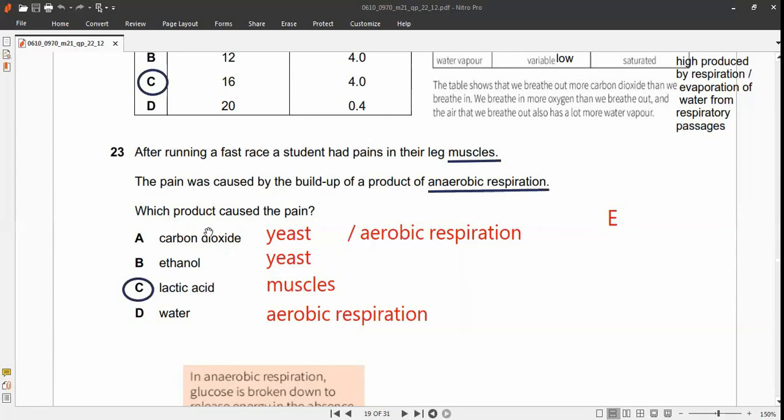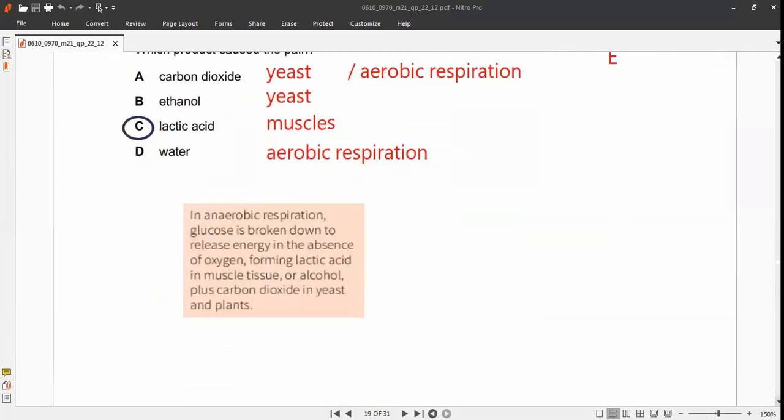Okay, again, carbon dioxide from yeast and aerobic respiration. Ethanol from yeast during anaerobic respiration. Lactic acid from muscles during anaerobic respiration that causes pain, and water from aerobic respiration. Anaerobic respiration: glucose is broken down to release energy in the absence of oxygen, forming lactic acid in muscle tissue, or alcohol plus carbon dioxide in yeast and plants.